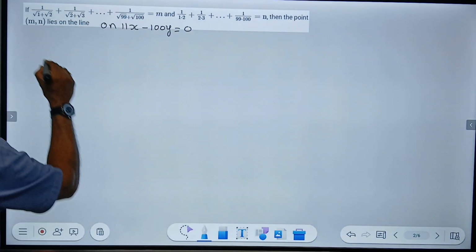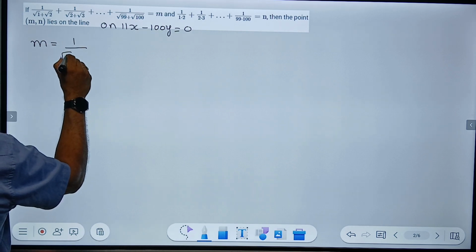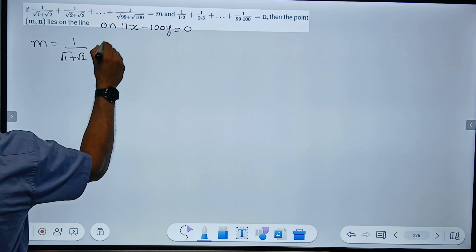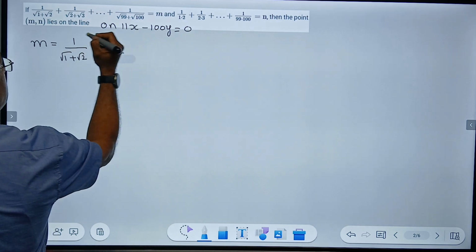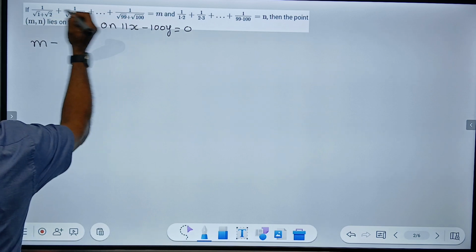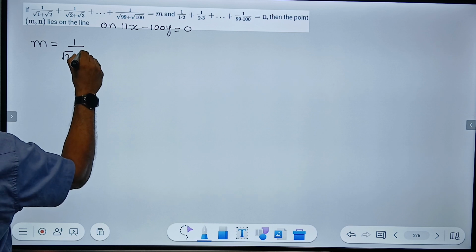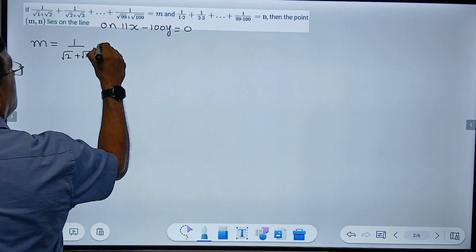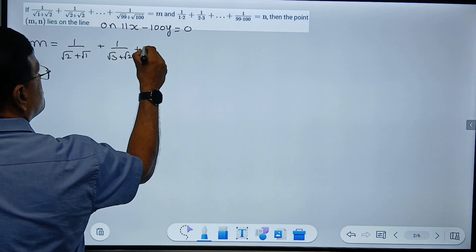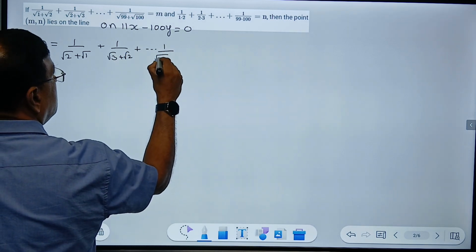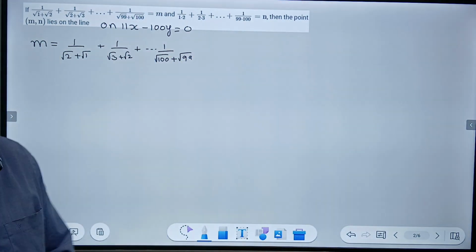Here it's given that m equals 1 by root 1 plus root 2, plus 1 by root 2 plus root 3. In fact, I will slightly write it differently. I'll write it as 1 by root 2 plus root 1, addition is commutative, plus 1 by root 3 plus root 2, and so on up to 1 by root 100 plus root 99. It's clear.